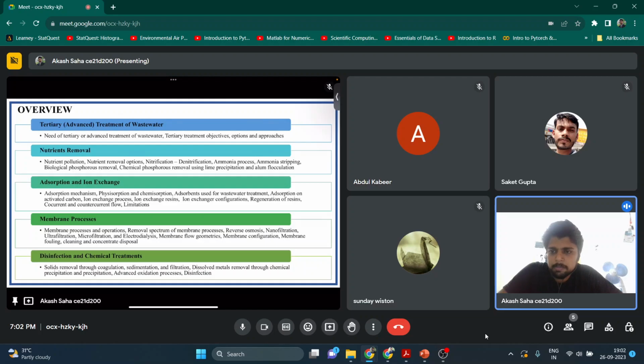Then we looked into the membrane process, the various types of membrane process like ultrafiltration, microfiltration, nanofiltration, and reverse osmosis, the different kinds of flow geometries, the configuration, and the membrane fouling in particular. And then at last we saw the disinfection and the chemical treatment methods. So this was all about the week 9 topics. I have some subjective and objective questions. We'll start with some of the subjective questions.